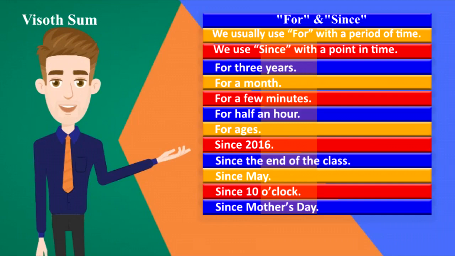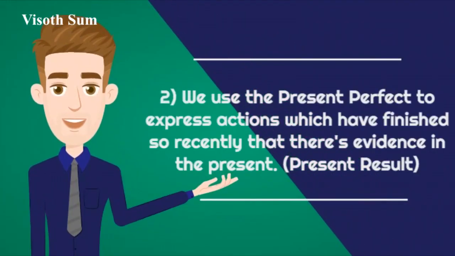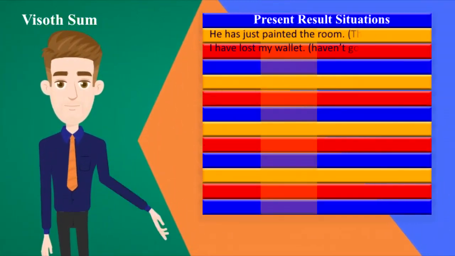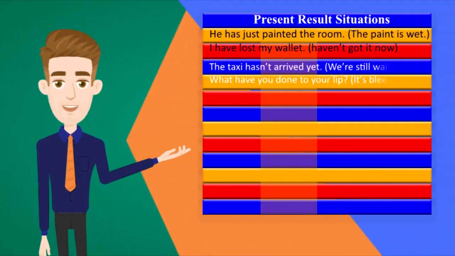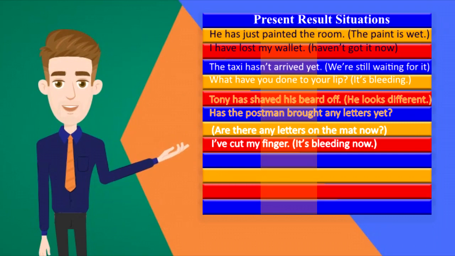Since Mother's Day. 2. We use the present perfect to express actions which have finished so recently that there's evidence in the present. We usually call it the present result. For example: he has just painted the room. The paint is wet. I have lost my wallet. I haven't got it now. The taxi hasn't arrived yet.